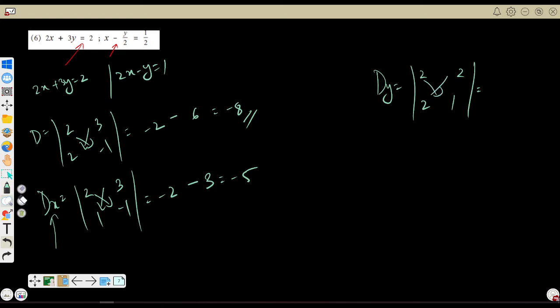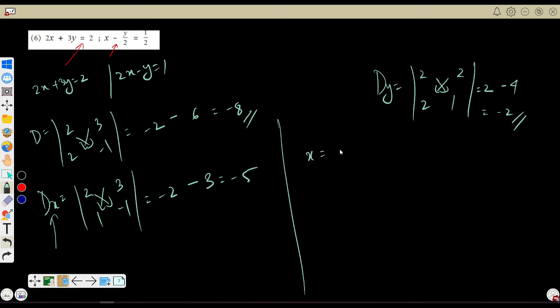We'll find the value for Dy as well. I'll just draw the arrows. 2 into 1 is 2, minus 2 multiplied with 2 will give me minus 4. So this is minus 2. I hope this is clear to you. This is the required value.